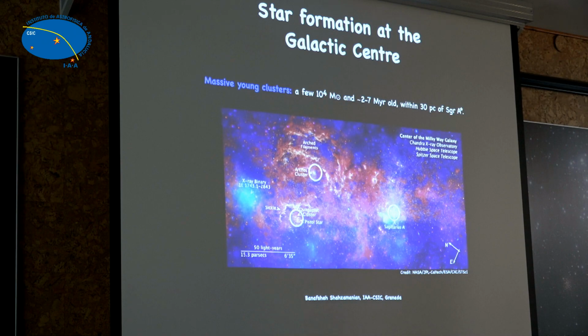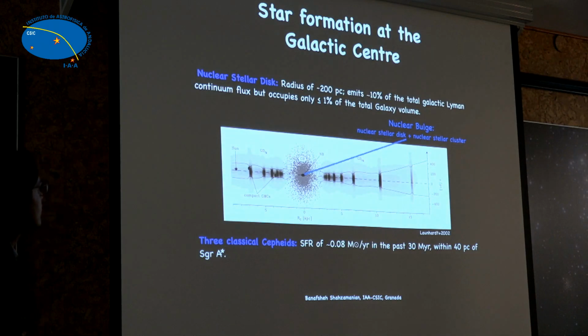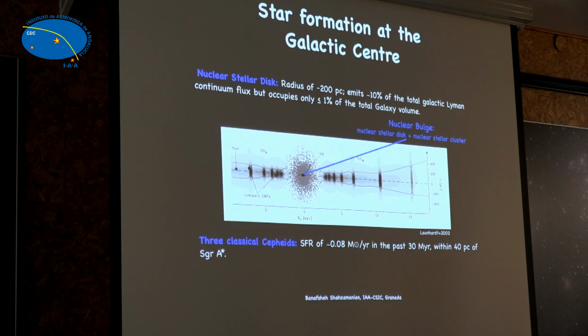So in the Galactic Centre, we have active star formation happening. And there are different pieces of evidence that show that this star formation is active. One of them is the presence of massive and young clusters, the 3 clusters that I showed you before, with a mass of 10 to the 4 solar masses and an age of 2 to 7 mega-years. The other evidence is the stellar disk structure called the nuclear stellar disk that is located here, and I showed you before, with a radius of 200 parsec, and it emits 10% of the total galaxy Lyman continuum, but it only occupies less than 1% of the whole galaxy.